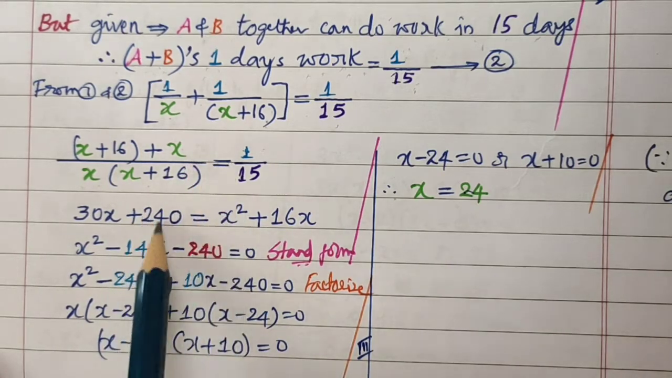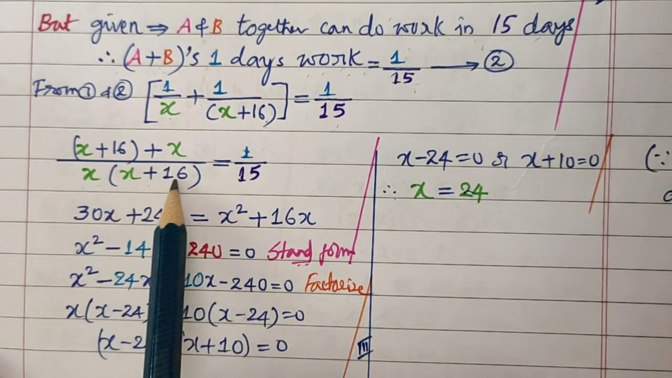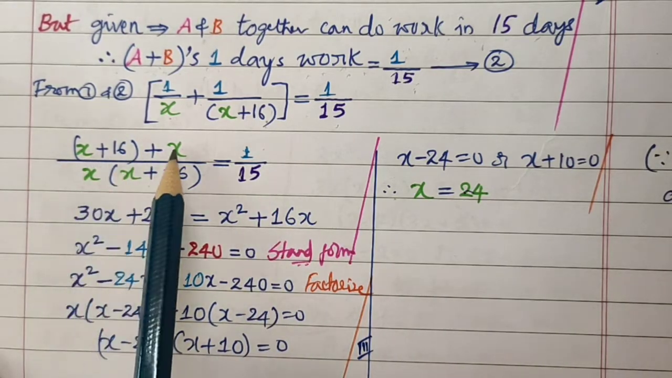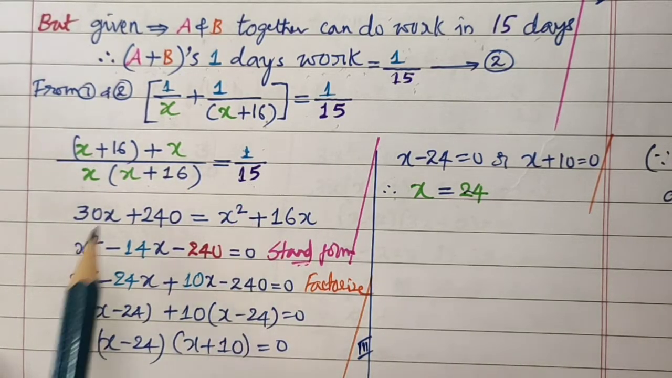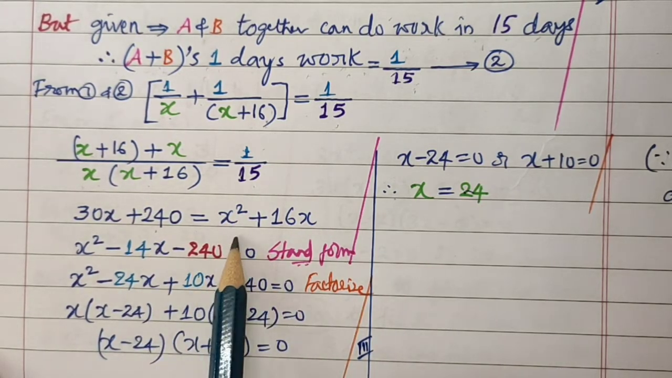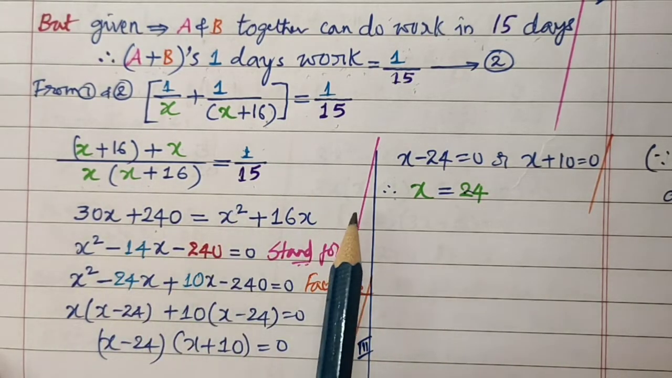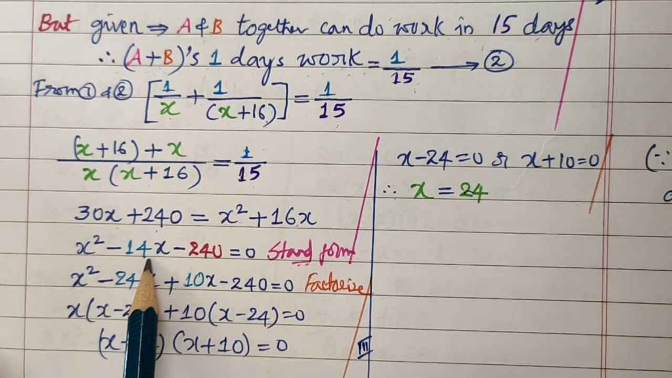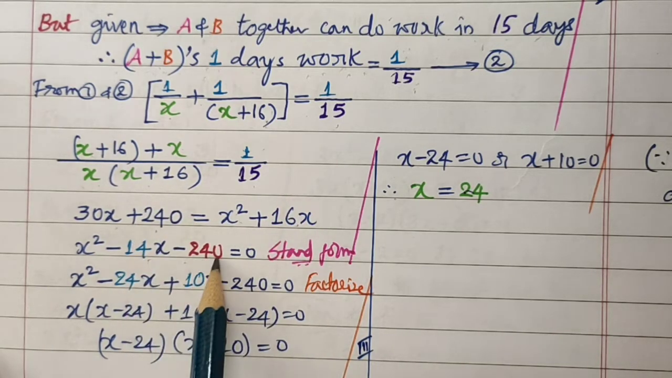Then this x square plus 16x, x square plus 16x, this goes this side. x plus x, 2x into 15 is 30x. 16 into 15 is 240. Then x square is this side, bring all these things this side. x square plus 16x minus 30x is equal to minus 14x. When this comes this side, minus 240 is equal to 0.